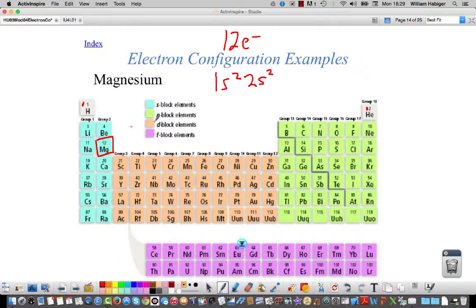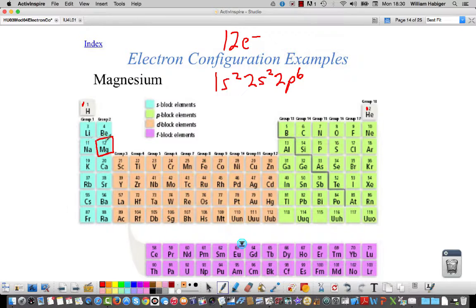Okay? Then after 4, we have 5 through 10. Those are all part of the P block, and in the P block, N is also equal to the row, so it's going to be the 2p. Then I count the boxes, 1, 2, 3, 4, 5, 6, so there's 6. So 2p6. Then after 10 we go down here to 11 and 12, and since we're stopping at 12 we're going to count that one as well.